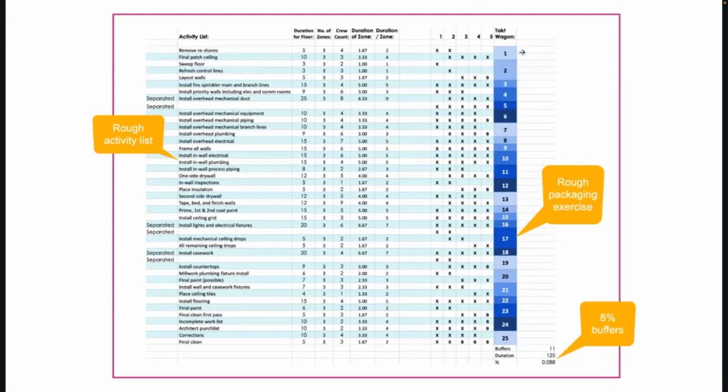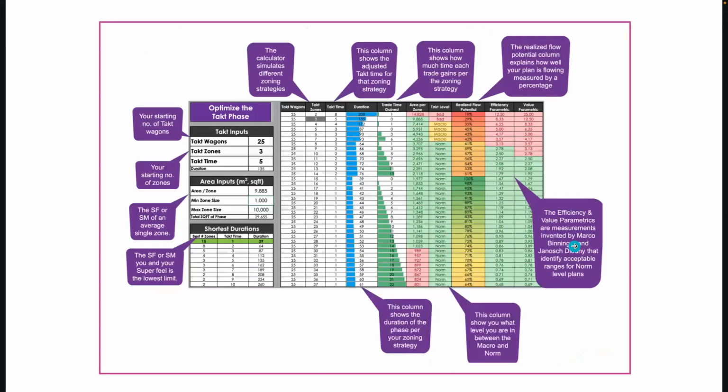So I'm doing a rough and dirty takt wagon analysis, a rough packaging exercise, and I find out that I roughly have about 25 wagons in this example. Once I have that, I can fill out my calculator. This is a really cool calculator invented by Kevin Rice based on the formulas that Janos Louis and Marco Binniger developed in their doctoral thesis.